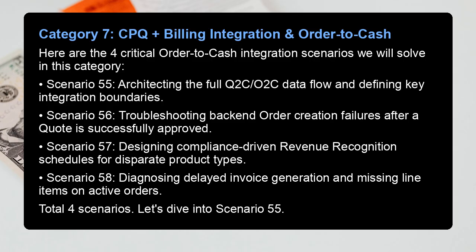Here are the 4 critical order-to-cash integration scenarios we will solve in this category. Scenario 55. Architecting the full Q2C or O2C data flow and defining key integration boundaries. Scenario 56. Troubleshooting back-end order creation failures after a quote is successfully approved. Scenario 57. Designing compliance-driven revenue recognition schedules for disparate product types. Scenario 58. Diagnosing delayed invoice generation and missing line items on active orders. Total 4 scenarios. Let's dive into Scenario 55.